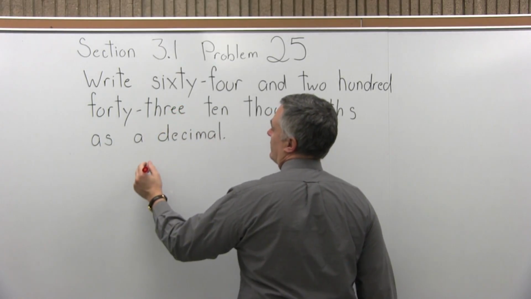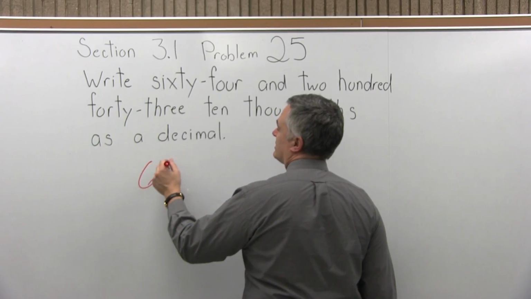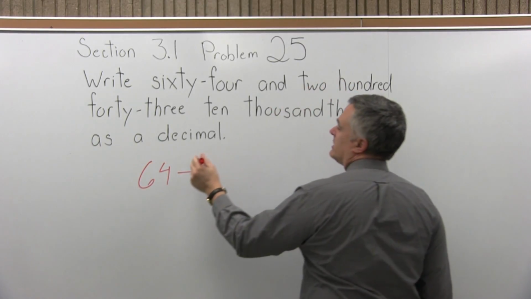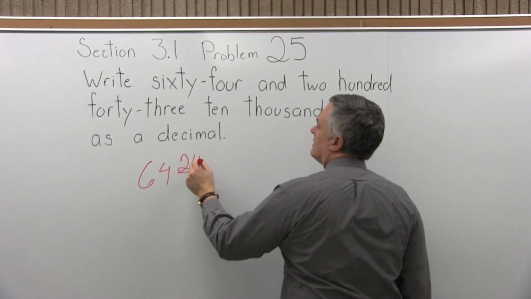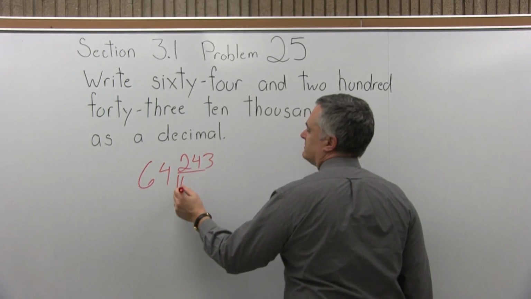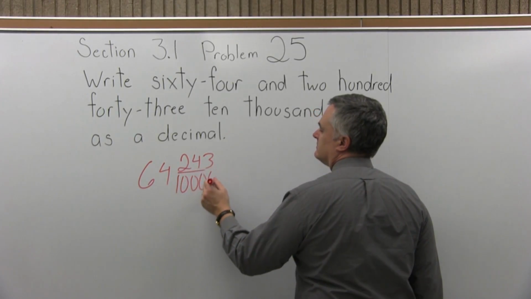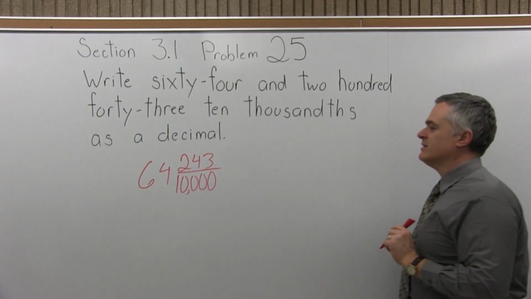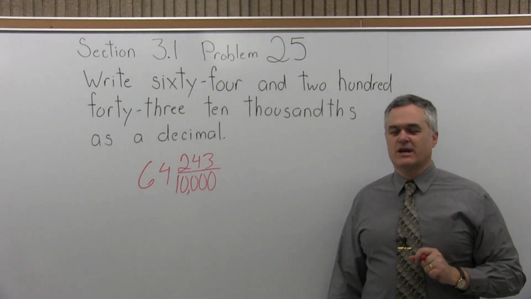So 64 will be the whole number in front of the fraction. In the numerator of the fraction, 243. In the denominator of the fraction, 10,000. And I'll put in a comma just to make it clear how many zeros I have.